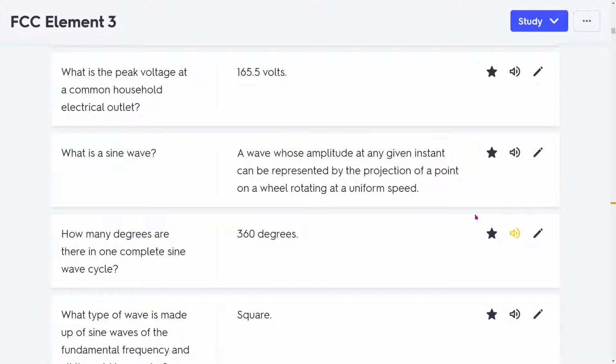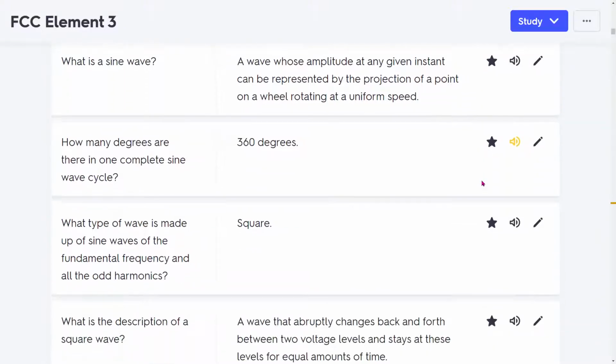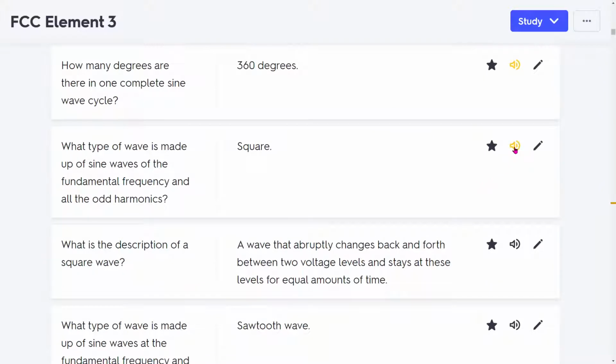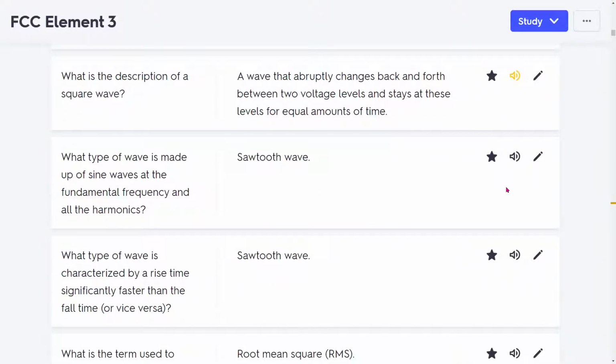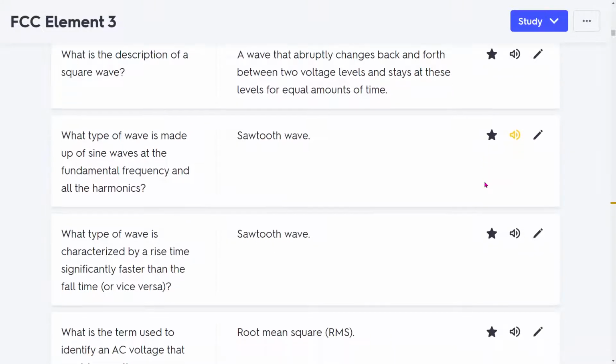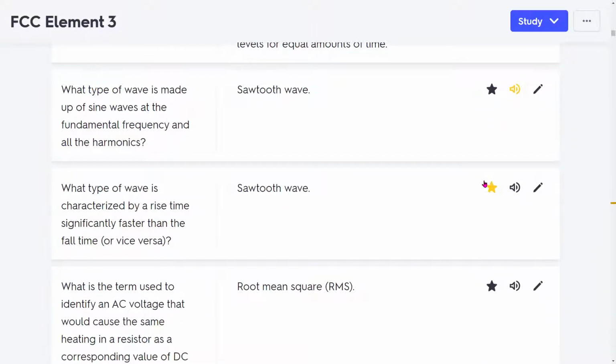How many degrees are there in one complete sine wave cycle? 360 degrees. What type of wave is made up of sine waves of the fundamental frequency and all the odd harmonics? Square. What is the description of a square wave? A wave that abruptly changes back and forth between two voltage levels and stays at these levels for equal amounts of time. What type of wave is made up of sine waves at their fundamental frequency and all the harmonics?